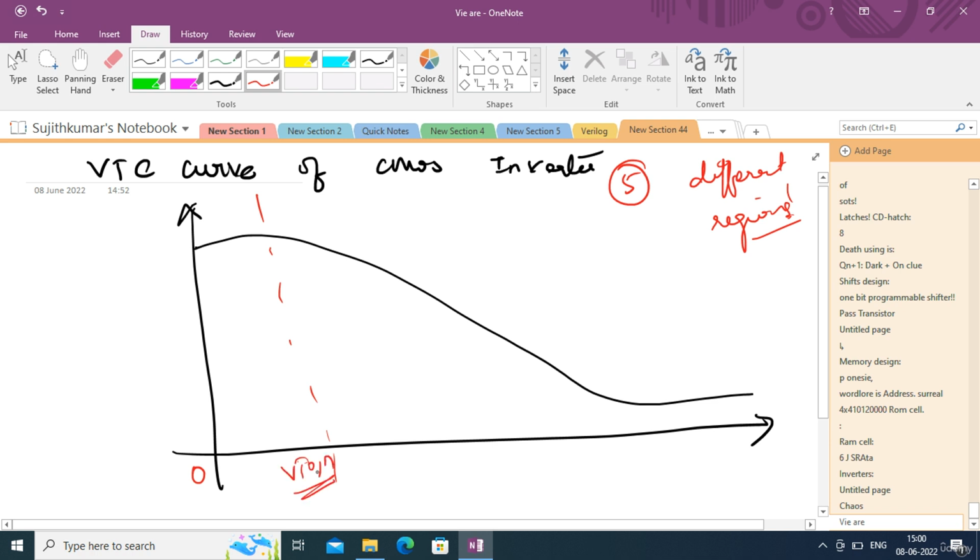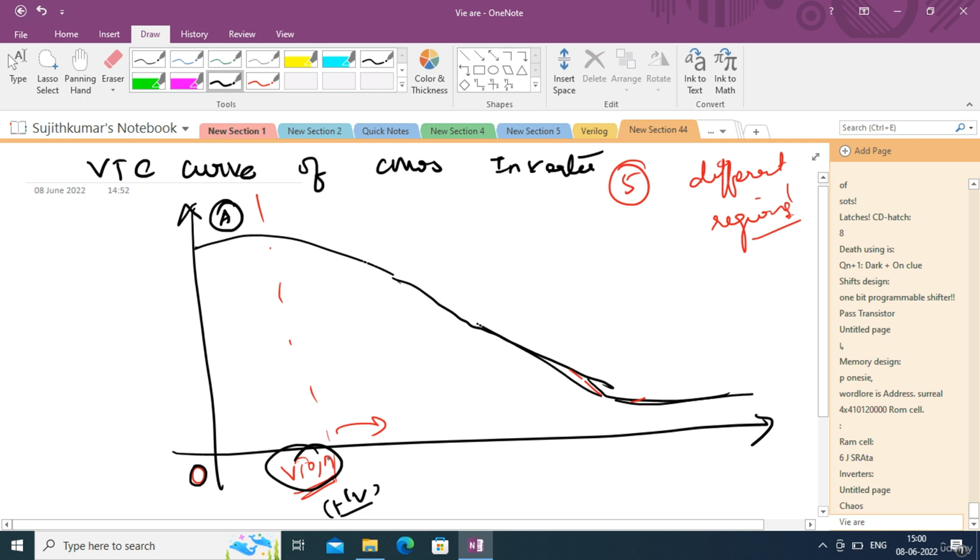What do I mean by VT0N? That is nothing but the threshold of the NMOS transistor. Beyond the threshold, the NMOS transistor will be active. What do we mean by the NMOS transistor being active? When the NMOS transistor is active, it will pull down the output, so the output will immediately drop to 0. That is why we have a parameter called VT0N. And up to VT0N, from 0 up to that particular voltage, which is usually 1 volt, we call this region A.